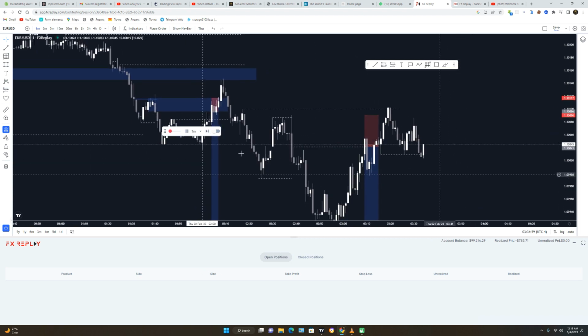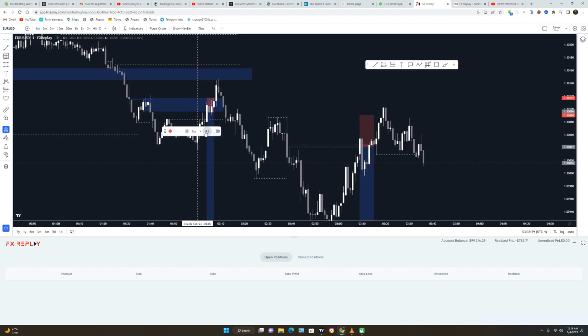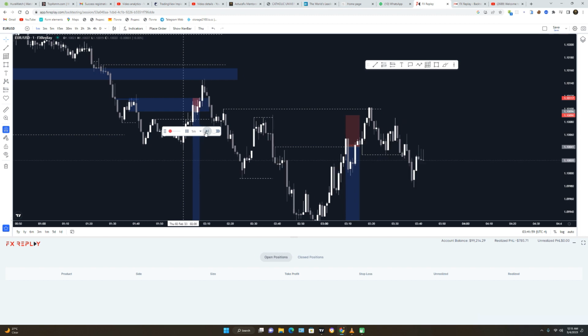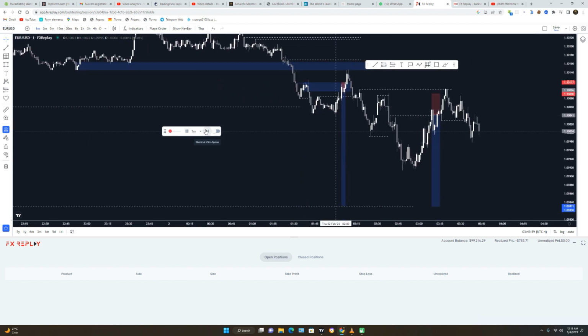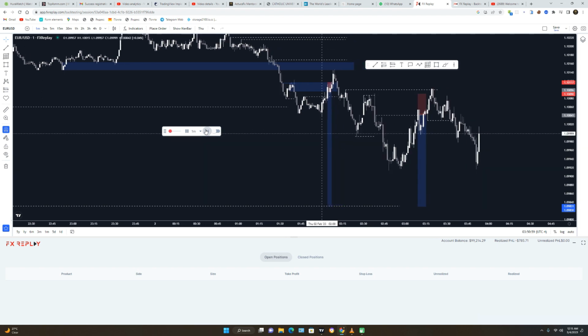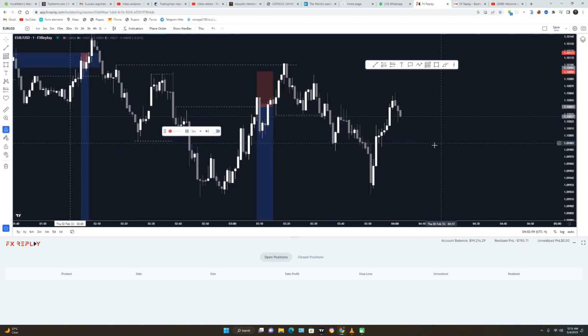Yes, now we broke the low. So let's see if price can give us more of a pullback to the upside. This thing is not giving any entry, like what? Yeah, so let's look at this.